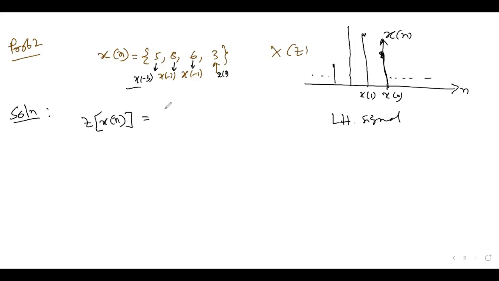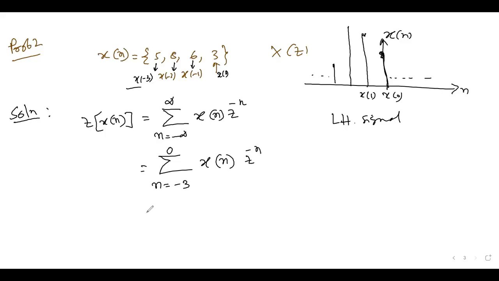We know the formula. This is the sum from n equal to minus infinity to plus infinity of xn z to the power minus n. That means here all other values are 0, only we have these samples. So that means this is n equal to minus 3 to 0. Right? Tell me if I make a mistake, the xn z to the power minus n. That means all other values are 0. So this is x of minus 3.